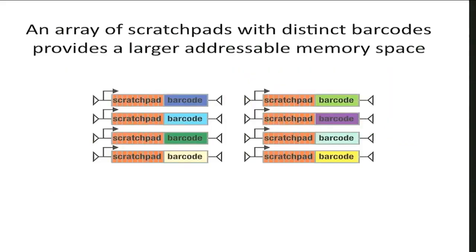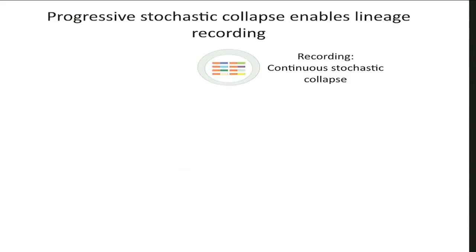Okay. Now we don't have to do this with one. We can make a whole array of these things, each of which has the same scratch pad sequence, but a different unique barcode. And that gives us a larger addressable memory space. Okay, so now if we want to use a bunch of these to record and reconstruct lineage, it's pretty straightforward.